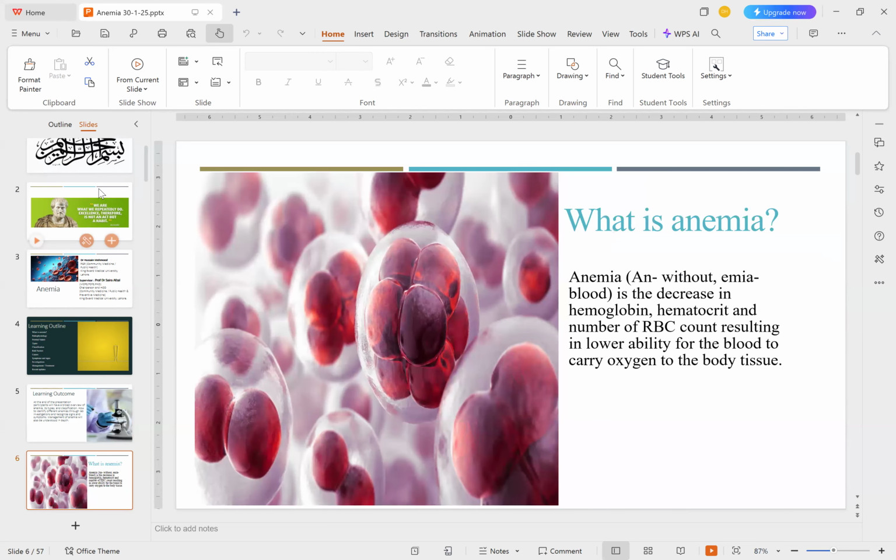What is anemia? Anemia is the decrease in the hemoglobin, hematocrit, and number of RBC count, resulting in lower ability for the blood to carry oxygen to the body tissue.